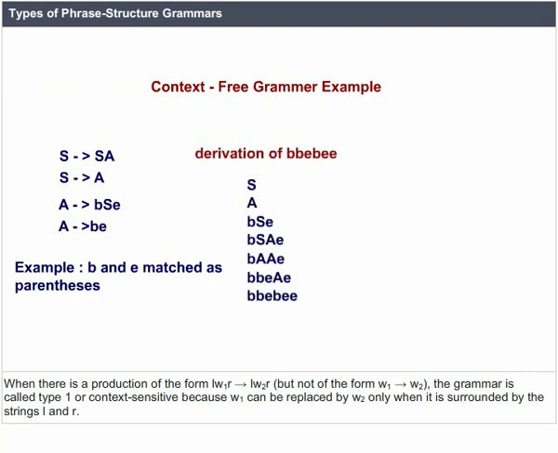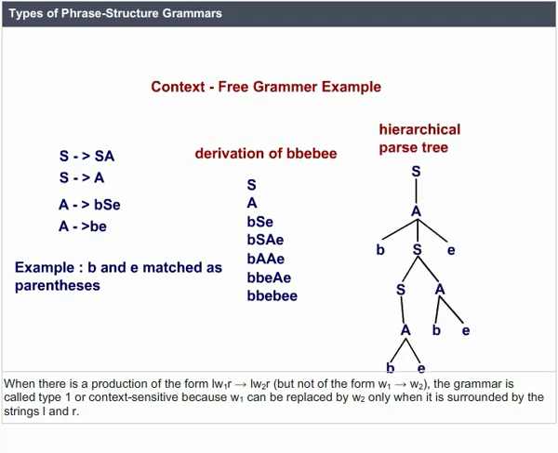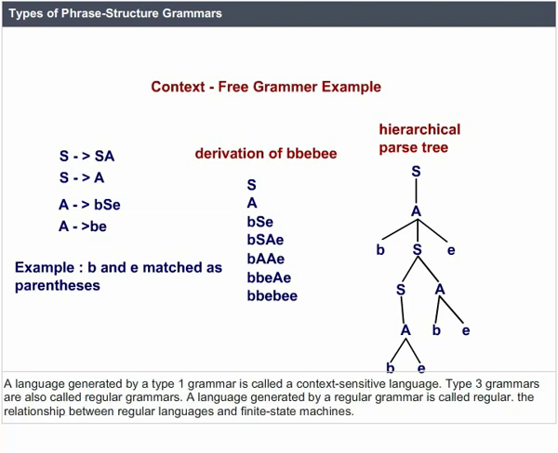When there is a production of the form lW1r tends to lW2r, but not of the form W1 tends to W2, the grammar is called type 1 or context sensitive because W1 can be replaced by W2 only when it is surrounded by the strings l and r. A language generated by a type 1 grammar is called a context sensitive language. Type 3 grammars are also called regular grammars. A language generated by a regular grammar is called regular. The relation between regular languages and finite state machines.